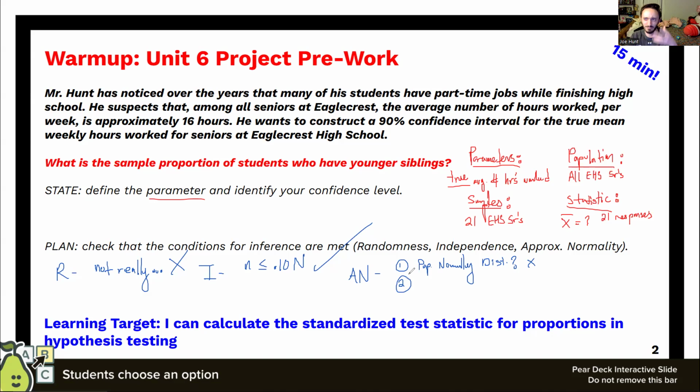So maybe that population isn't really normally distributed, but my sample is going to have a better chance of having that kind of bell curve shape if my sample size is at least 30 items. Now, what we're going to see in our sample is that we've only got 21 seniors, and 21 is not greater than or equal to 30. So that condition's kind of out too.